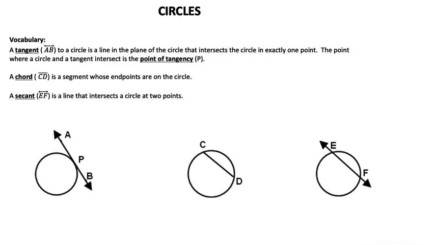In the final illustration, it is a secant, line EF. A secant is a line that intersects a circle at 2 points. It's a chord that just keeps going.